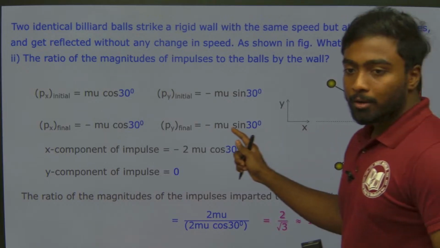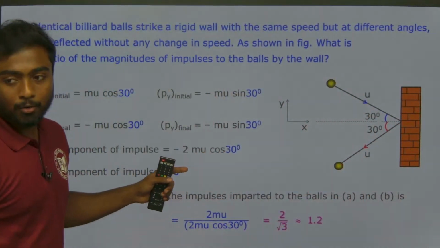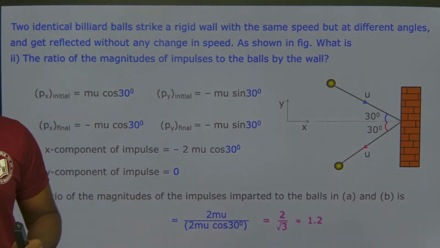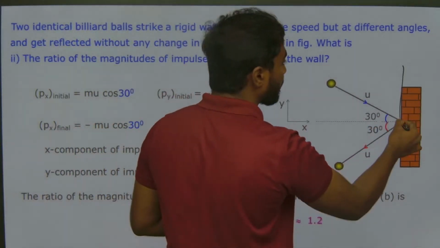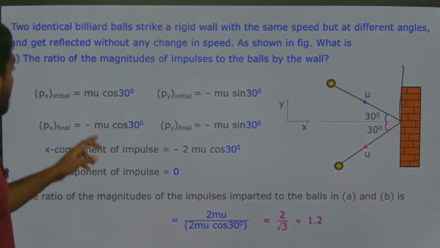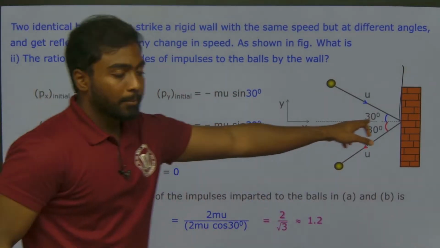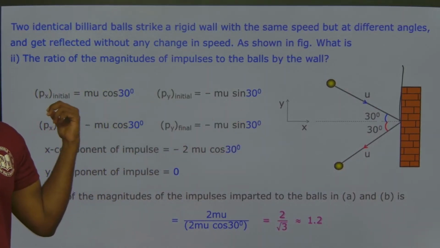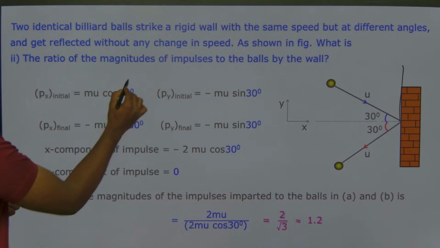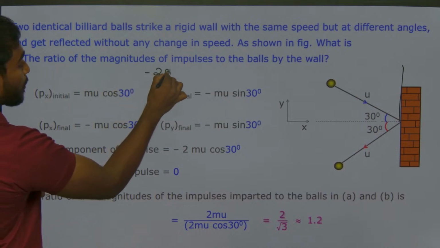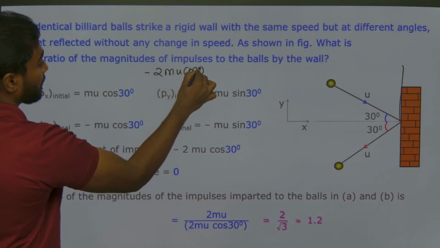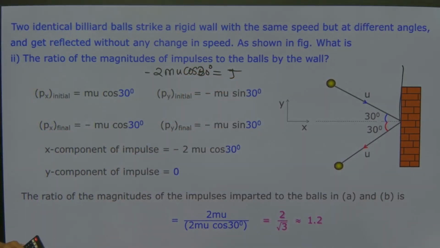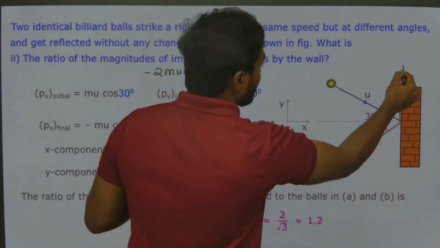Here, what I told, I should take the component. Component in the sense, the angle which is closer to the axis will be my cos theta, away from the axis will be my sin theta. So mu cos theta positive minus mu cos theta for the final case. So what will be my answer? Minus 2 mu cos 30 degree will be my impulse, right? What about this case, y direction?